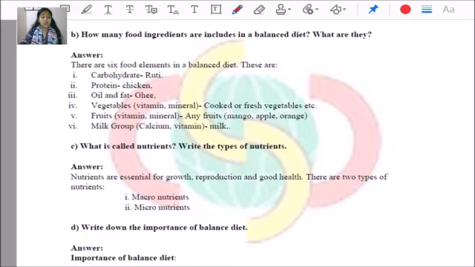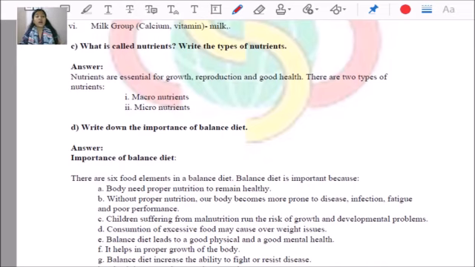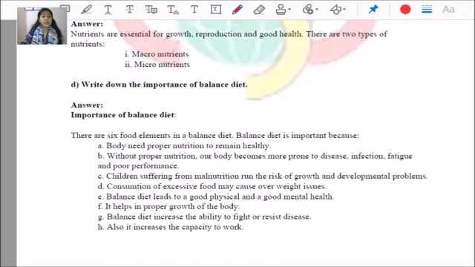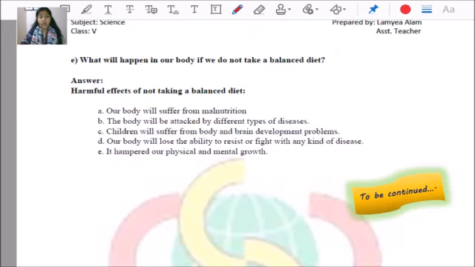Number C, what is called nutrients? Write the types of nutrients. So, as I mentioned before, we have a proper definition of nutrients, and the nutrients are two types: macronutrients and micronutrients. Number D is write down the importance of balanced diet. We already discussed about the importance of balanced diet. There are 8 points. And our last question is what will happen in our body if we do not take a balanced diet? If we do not take a balanced diet, then it will be very harmful for our body.